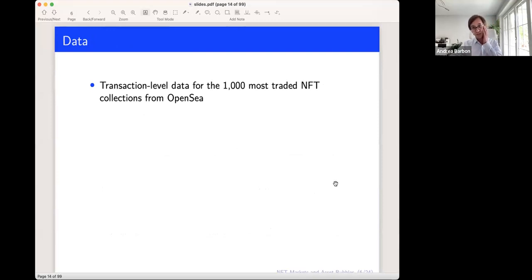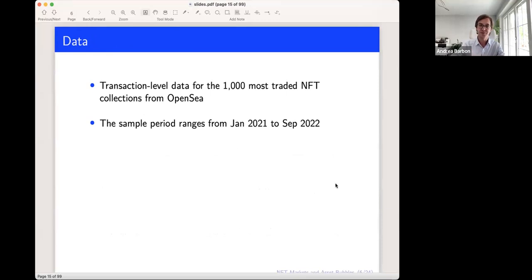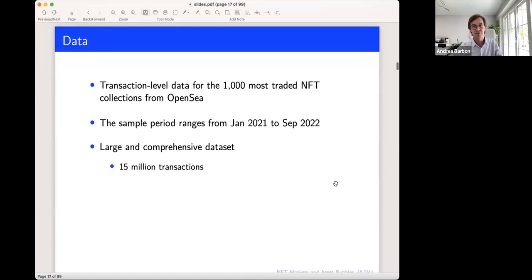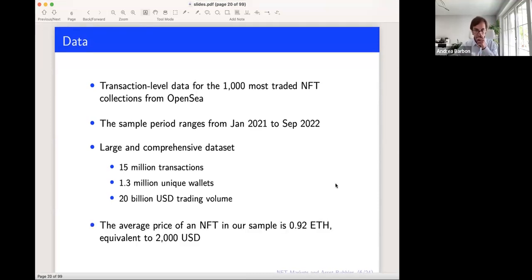The data is based on a set of 1,000 collections traded on OpenSea. The data comes from OpenSea. The sample is from January 2021 to September 2022. That was a period in which the NFT activity was very high. We have 15 million transactions and 1.3 million unique wallets buying and selling these NFTs. The trading volume is about 20 billion in USD terms, and the average price of an NFT in our sample was about $2,000.